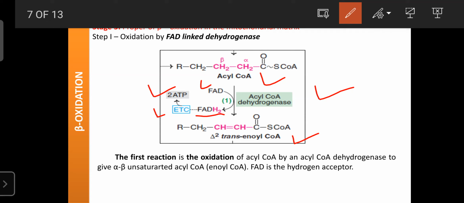Okay, so this reaction is also an energy-giving reaction. Energy is produced in the form of FADH2. So the acyl CoA is oxidized into trans-enoyl CoA in the presence of the acyl CoA dehydrogenase enzyme. This is the first step of the proper beta oxidation.